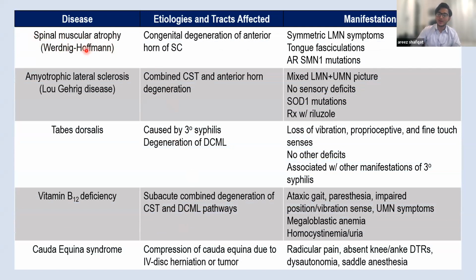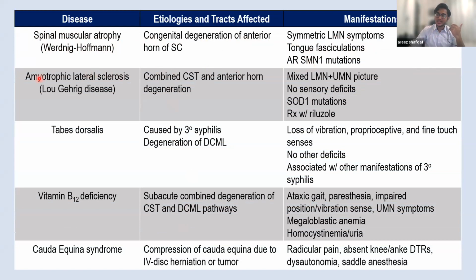This is also called Werdnig-Hoffmann disease. The important thing you need to know is that this involves degeneration of the anterior horn cells only, all right? So they're symmetric, that's important, and there's only lower motor neuron findings. And the other important finding is tongue fasciculations, all right?